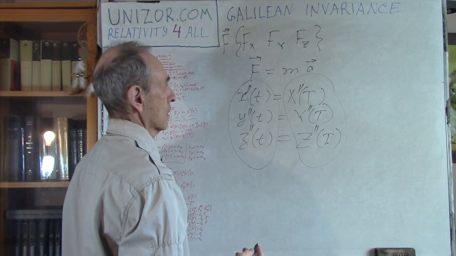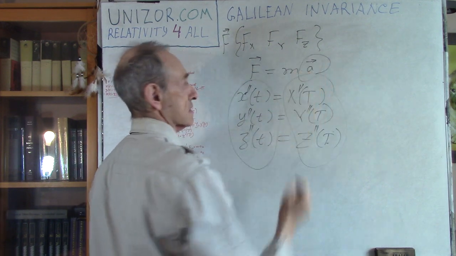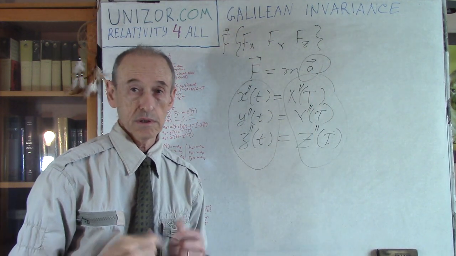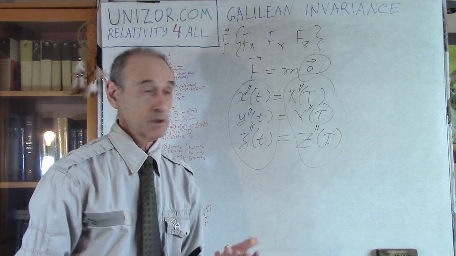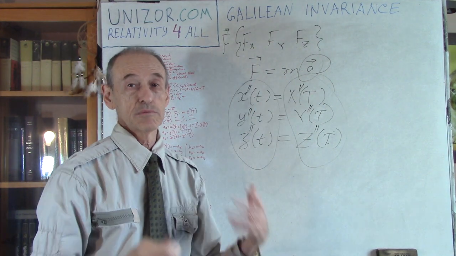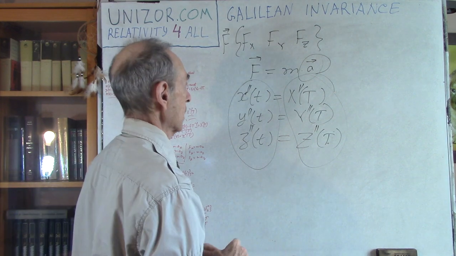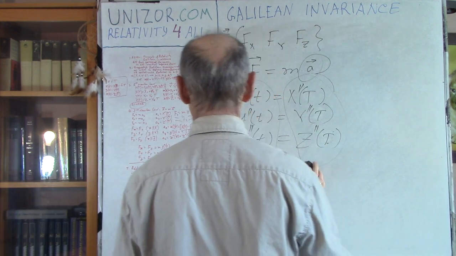Okay? So this remains the same. And that's the proof that Newton's second law looks exactly the same in both alpha and beta reference frames. Okay. All right. So what else can we do?